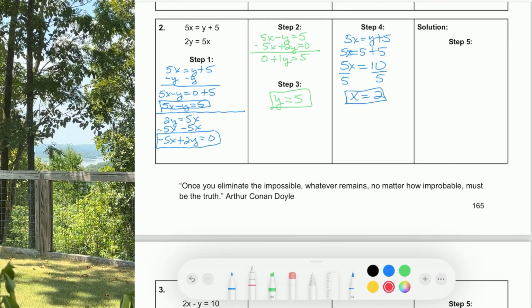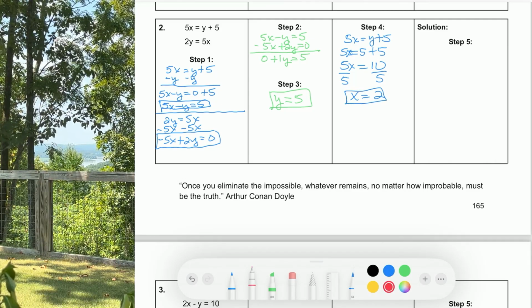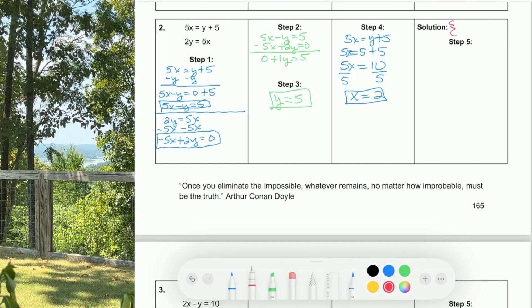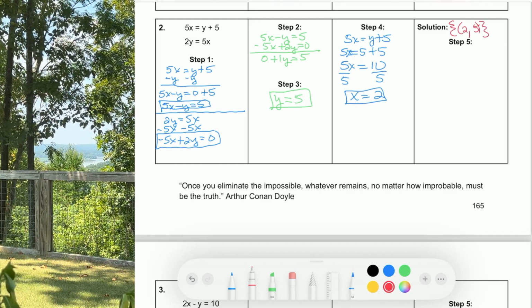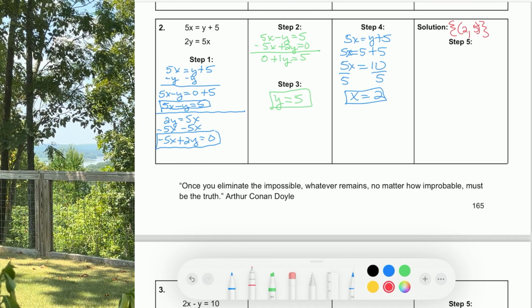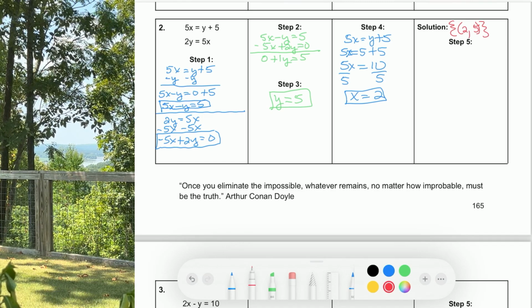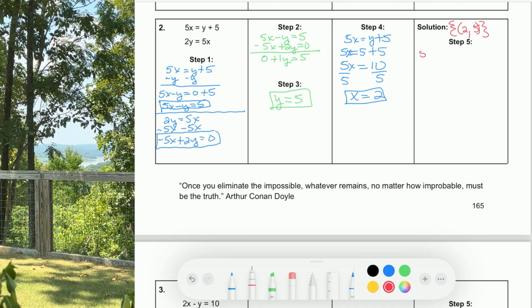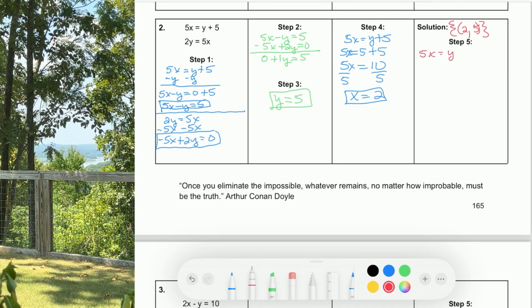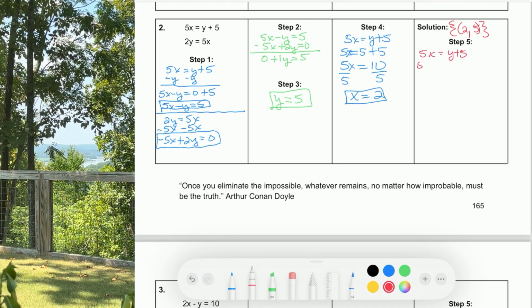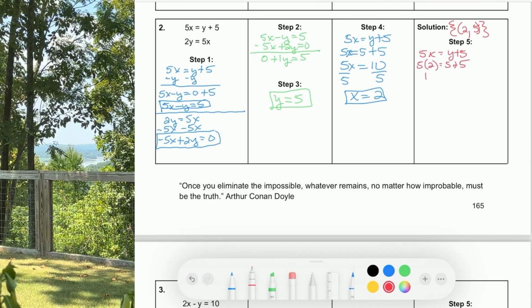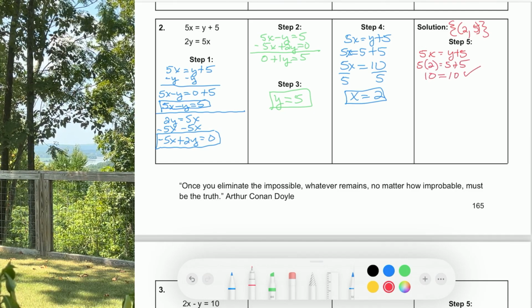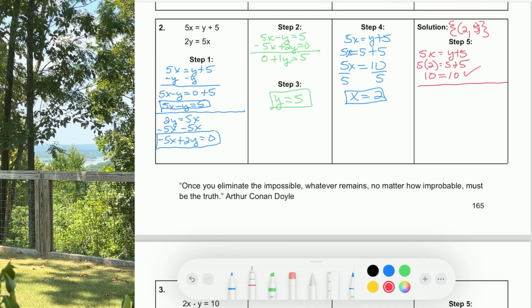I now have my two values, but we need to check them. So I have 2, 5 in parentheses. Don't forget the braces, because this is saying this is our solution set. That's what those braces mean. Take my first equation, 5x equals y plus 5, and replace those values. I get 10 equals 10. So yes, that is correct. Now we'll double check the other one.